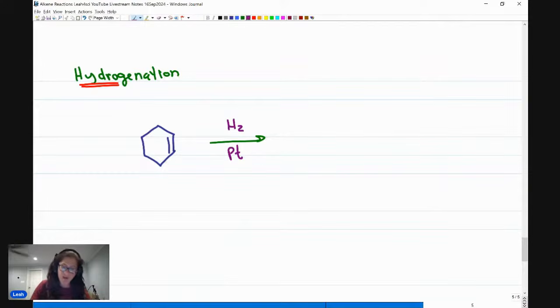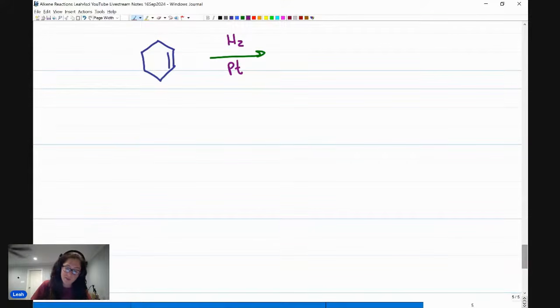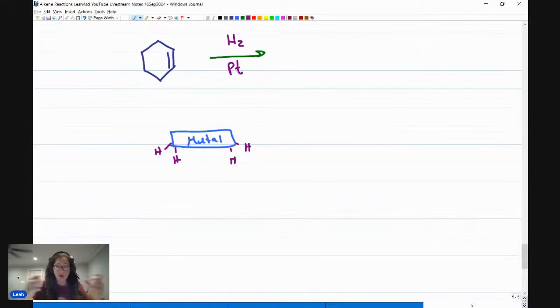What's happening here is not the pi bond reaching out, but it's actually a very different type of reaction where you probably don't have to know the mechanism, but I want to show it to you so that you understand what is happening. Let's say this right here is my metal catalyst, and it has a lot of hydrogen atoms that just got attached to it. Metal will grab onto hydrogen and hold on to it.